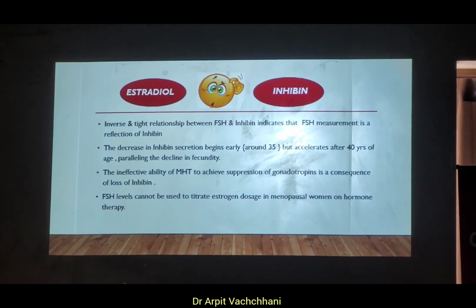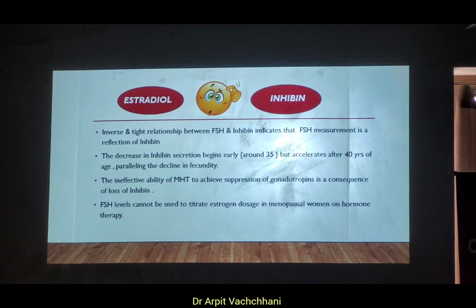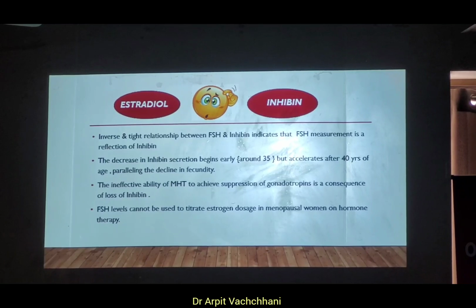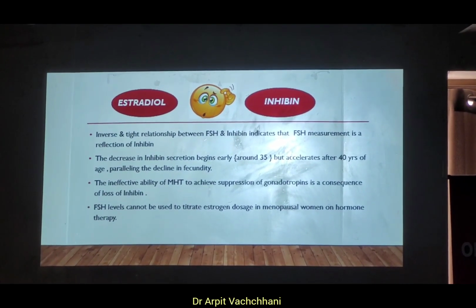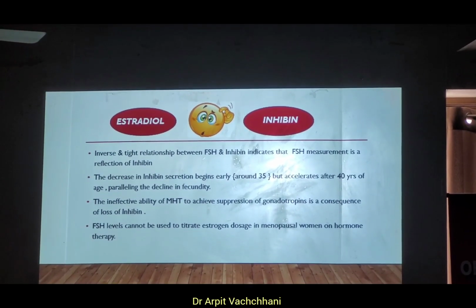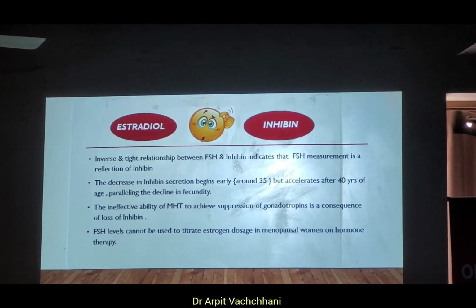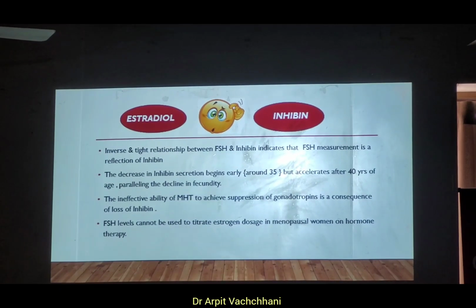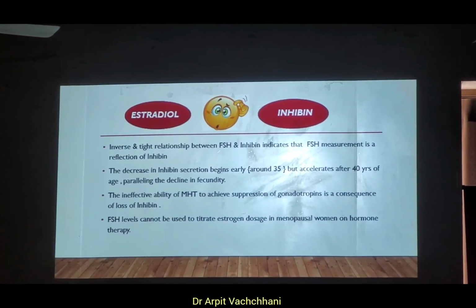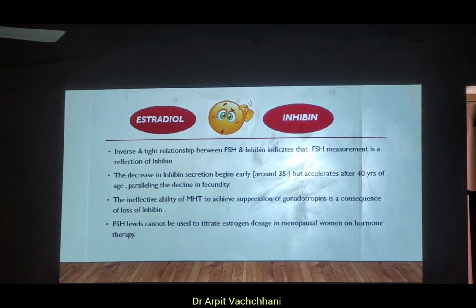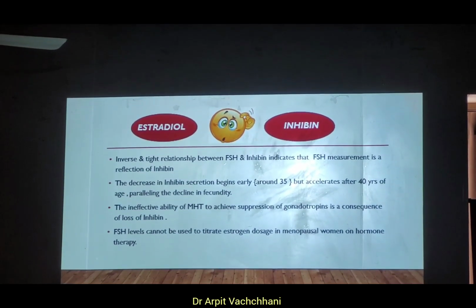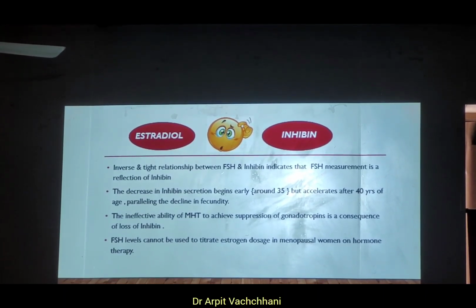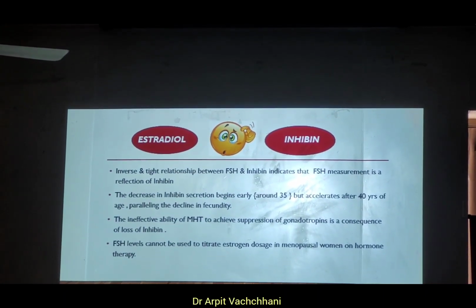The decrease in inhibin secretion begins around the age of 35 but accelerates after 40 years of age, paralleling the decline in fecundity. So this is the reason why, when we are giving MHT, what do you think? When you are giving estrogen and progesterone or only estrogen, if estrogen is the culprit, then the FSH level should come down. But it is not. Why is it not? Because actually estrogen is not the culprit for this. The main reason is inhibin, which the ovaries have stopped producing. So even if you are giving MHT, you are giving estrogens, the FSH levels will not come down.